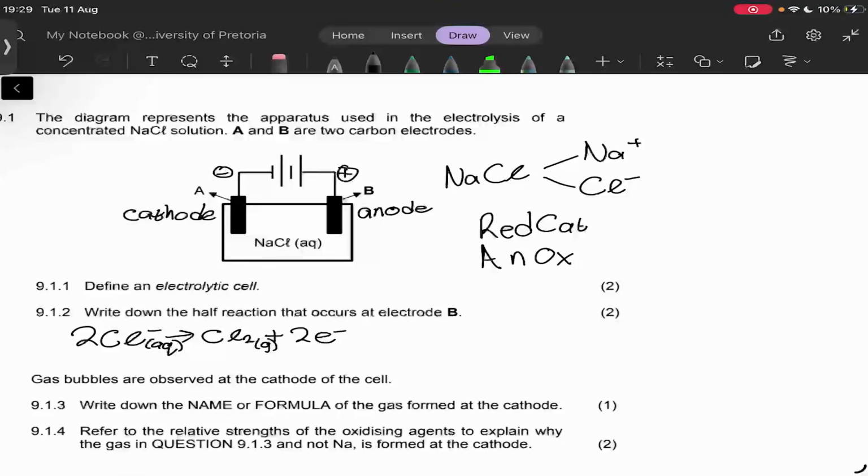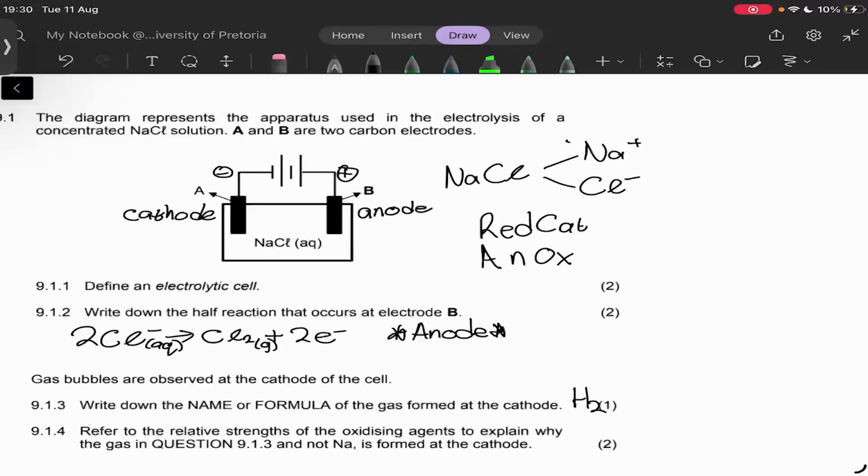Answers are coming in. Remember, guys, chlorine is being formed at the anode. Remember, we just figured out that chlorine is being formed at the anode. So that can't be the answer to this question. This over here is for the anode. So the answers are coming in. It is indeed hydrogen gas. Hydrogen gas is being formed. And now let's get into the reasons why that is.